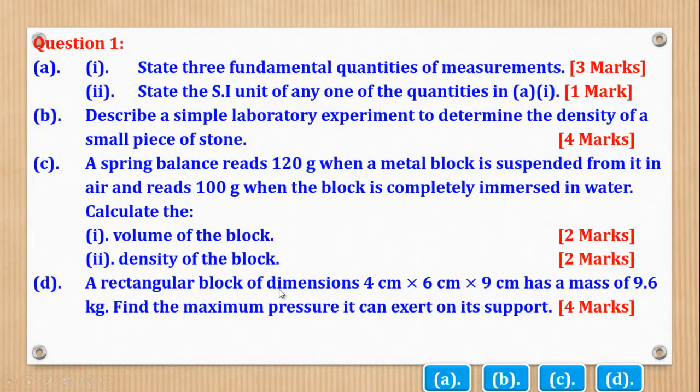A rectangular block of dimensions 4 by 6 by 9 centimeters has a mass of 9.6 kilograms. Find the maximum pressure it can exert on its support. Now here what you should realize, the dimensions here are in centimeters, but the SI unit is meters, so you have to convert these to meters. For mass it is okay because it is in kilograms.